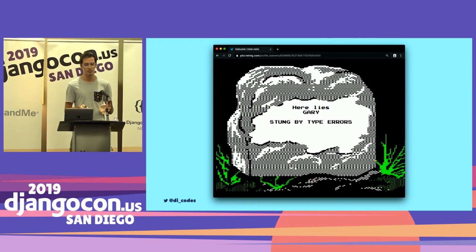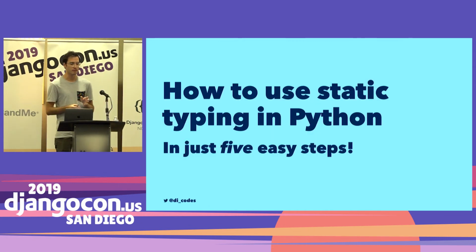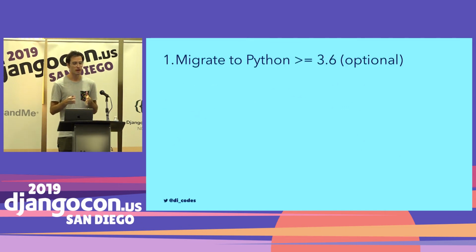All right, so to wrap up, how to use static typing in Python in just 5 easy steps. First, this is optional, but you could migrate to a modern version of Python. You can do type annotations and type comments in any Python version. You can still do it in Python 2. But in Python 3.6 or above, you'll get variable annotations, function annotations, and everything else as well. And you should probably be migrating anyway, let's be honest.